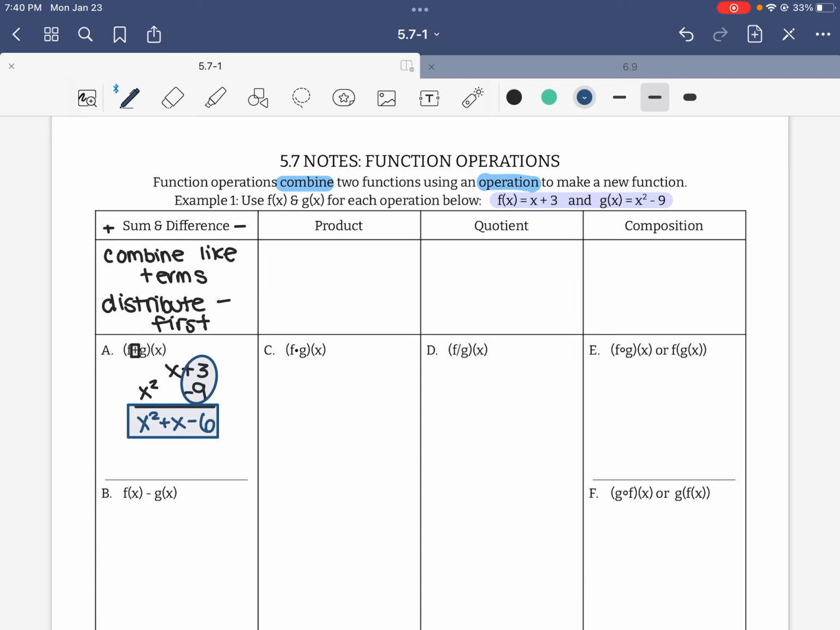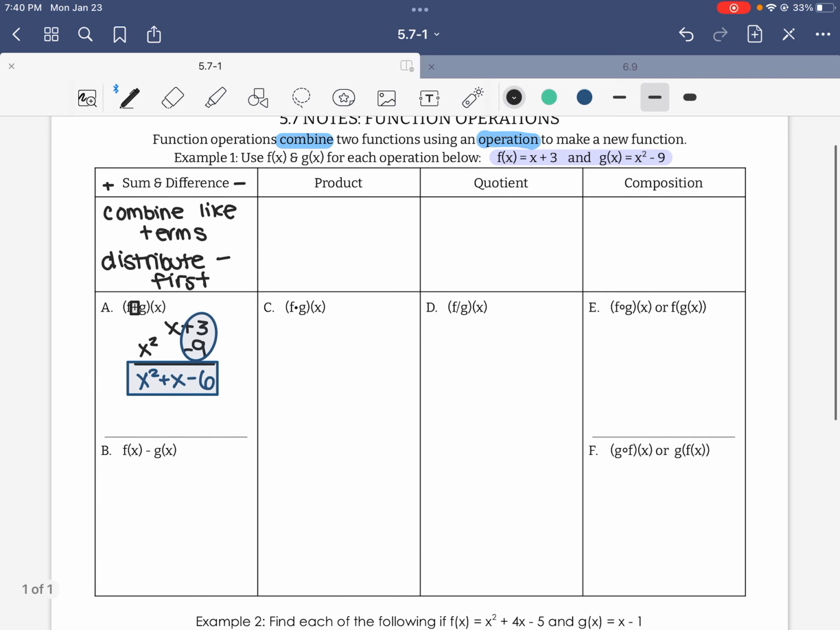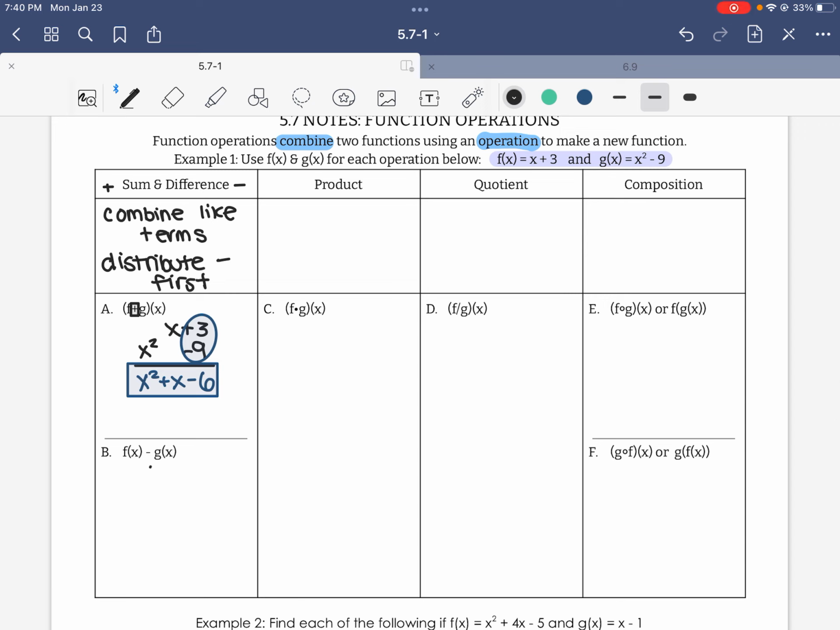The next one is pretty much the same thing, but it is f minus g of x. So what I'm going to do is I'm going to go ahead and write f of x right here. Then instead of writing g of x underneath, I'm going to go ahead and multiply g of x times the negative that's right here. And that's what I'm going to write underneath.